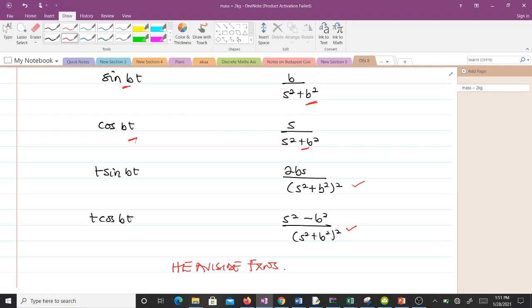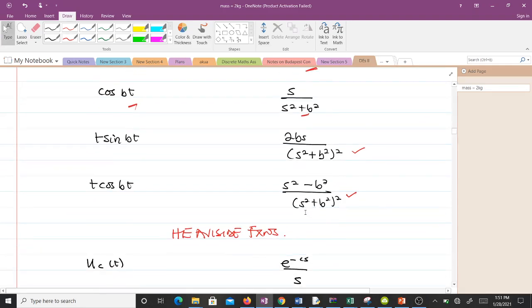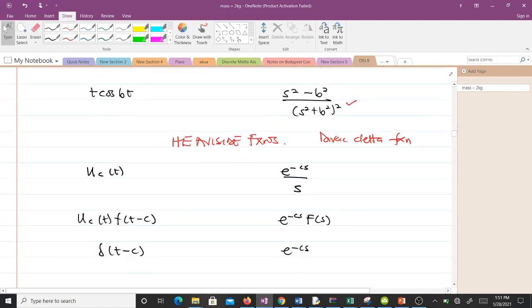function. So a Heaviside function and a Dirac delta function. We can also find the Laplace of those functions. So for instance, when you find the Laplace of this Heaviside function, you get this. So with this one, you get this.